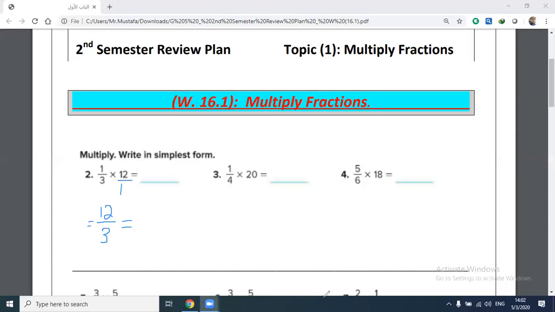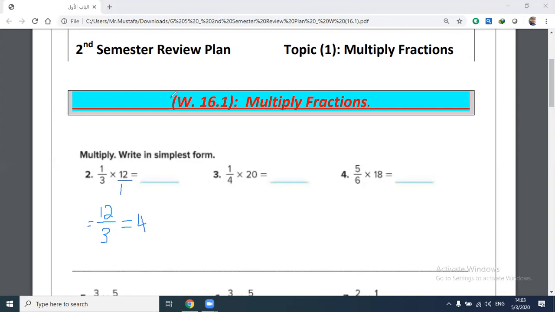Yes, 12 divided by 3 equals 4. 12/3 as a fraction means 12 divided by 3. So the answer is 4.